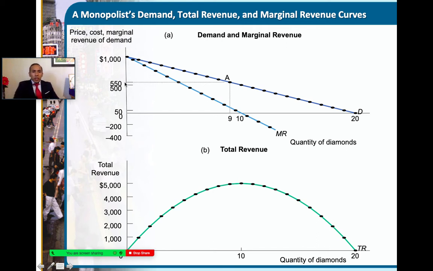Here we have the situation in which our first diamond, the price of the diamond, is going to be $550. $550 is our first diamond.